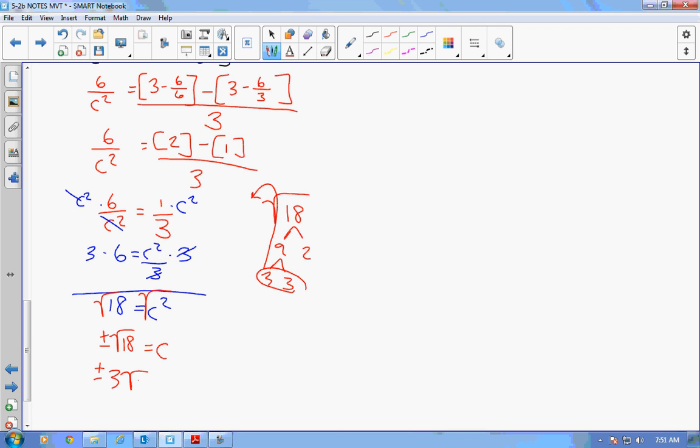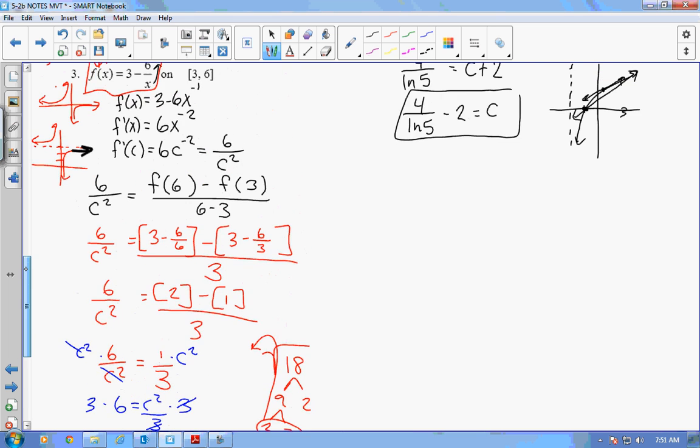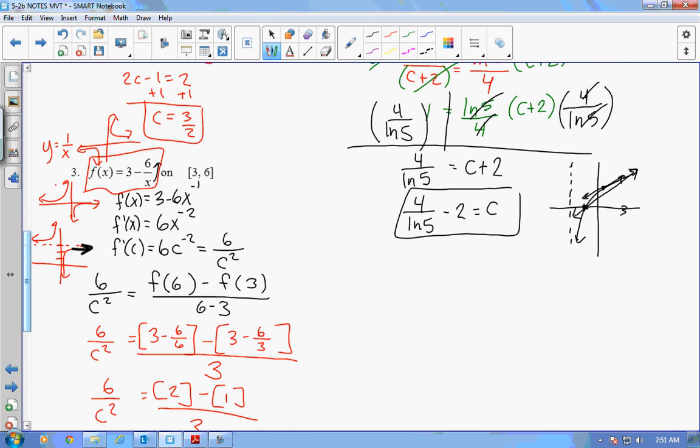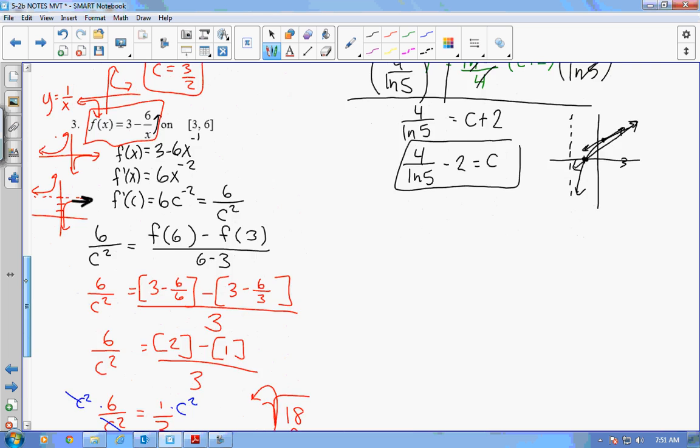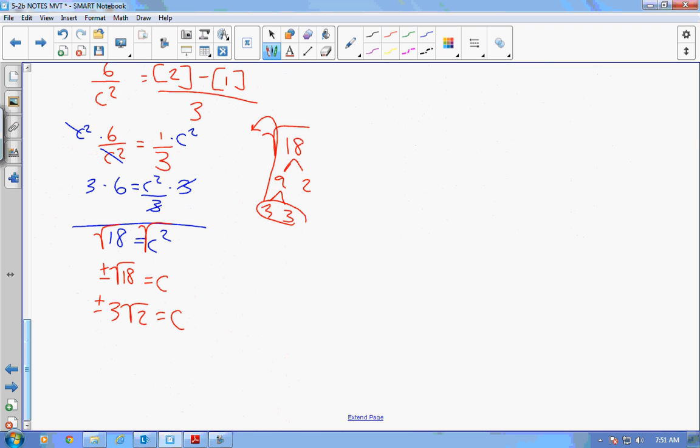However, equals c. However, we have a closed interval from 3 to 6. So one of these isn't in our closed interval. Which one's not in the closed interval? The negative one is not in the closed interval. So you just happened to be lucky and choose the right one by accident. Positive 3 root 2 equals c. That's the one that's in our closed interval. Applies to the condition.